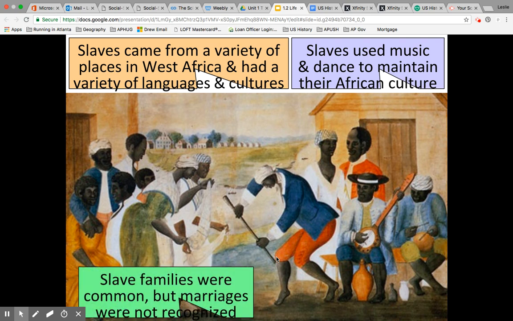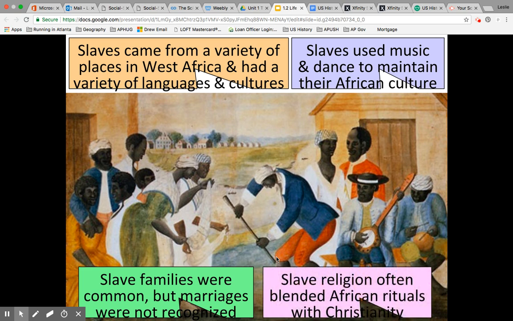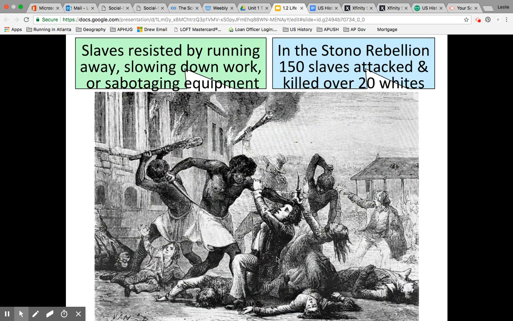And slave families were common, but marriages between slaves were not legally recognized in the colonies. And of course, marriages were not recognized until the abolition of slavery. Slave religion often blended African rituals with Christianity. And slaves, living in horrible conditions, developed methods of resistance, including running away, slowing down work, or sabotaging equipment.